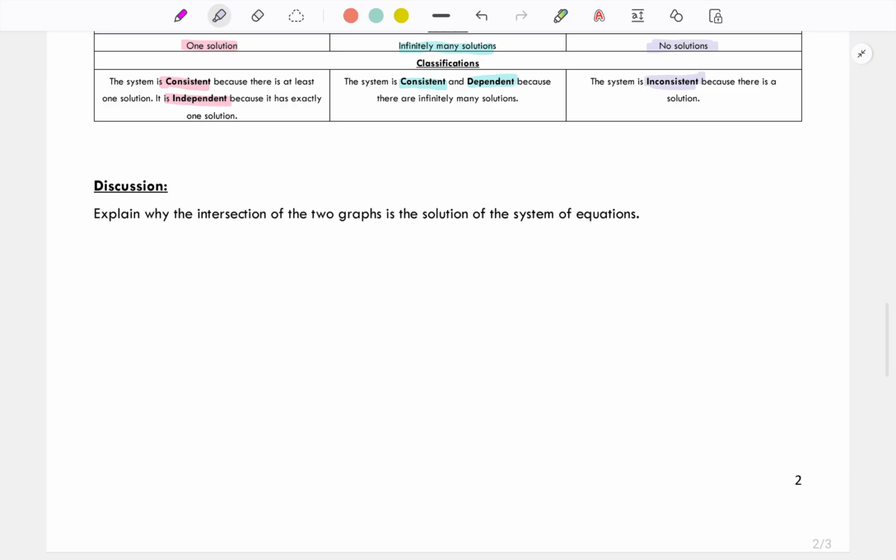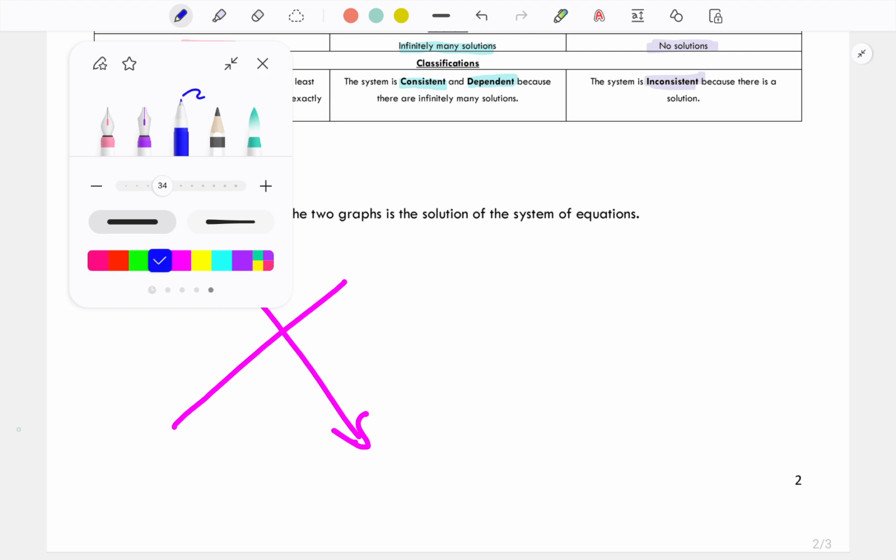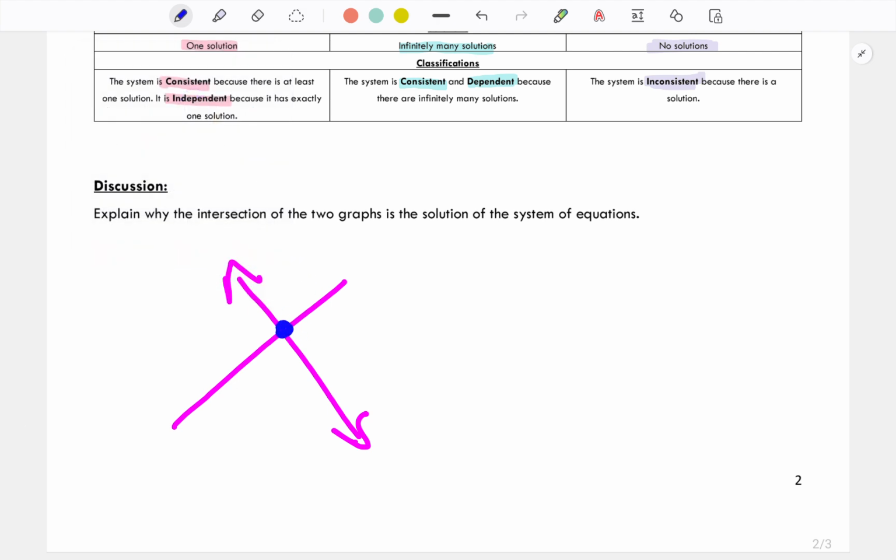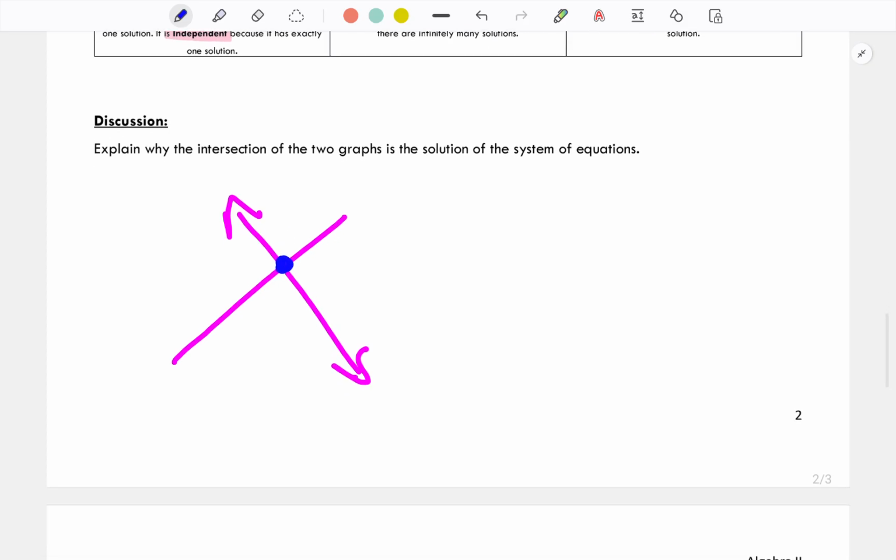So for discussion, explain why the intersection of two graphs is the solution to a system of equations. Well, this is because there is a shared point. That point of intersection is a point that satisfies both graphs, so you can plug that one point into both equations and it works.